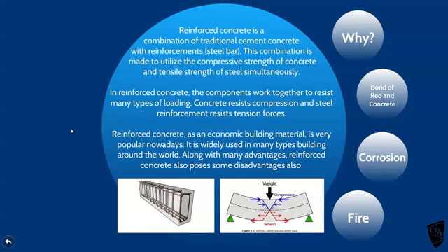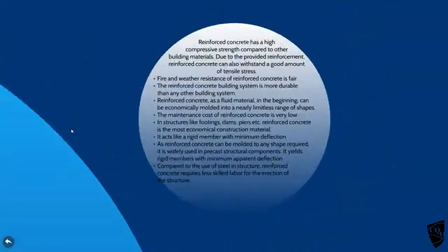So most of your buildings around the world are, apart from 75 King Street, which is a laminated timber building, but we'll forget that. So let's have a look. Why do we use it?